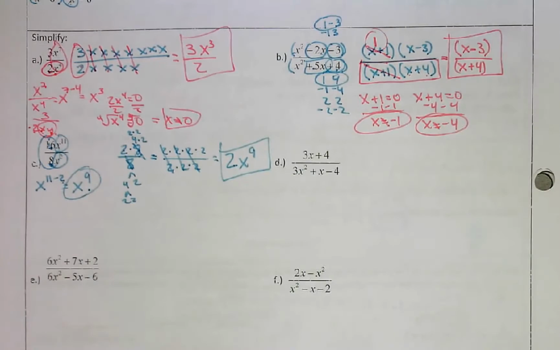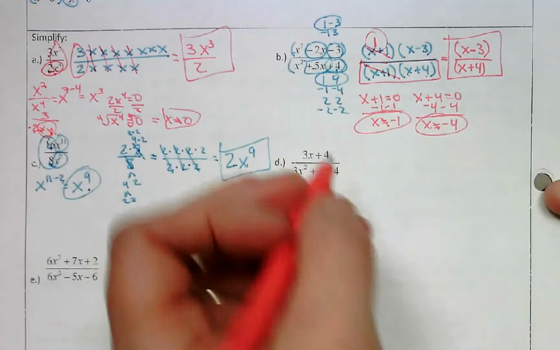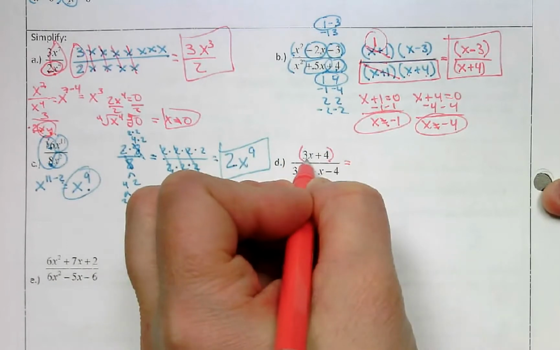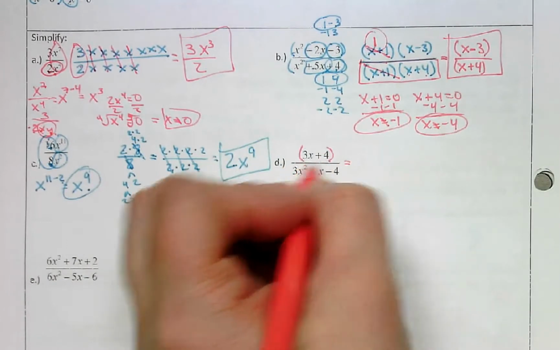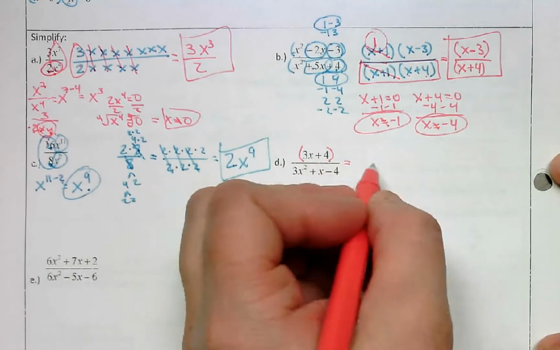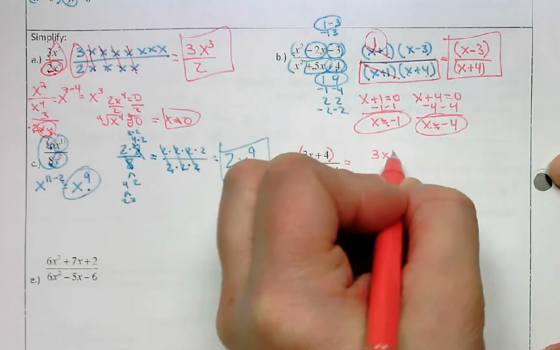All right, so let's take a look at this next one. So this next one, I have 3x plus 4. Okay. So the only way I can pull stuff out of this is if I can factor. So 3x and 4 have nothing in common, so I can't do anything with it. I cannot factor that.